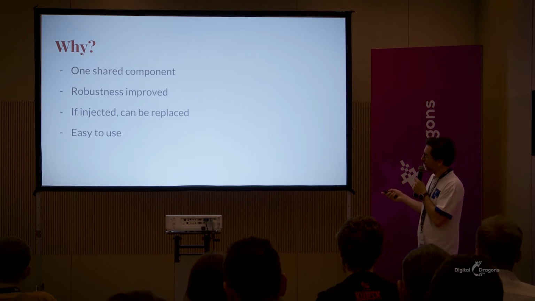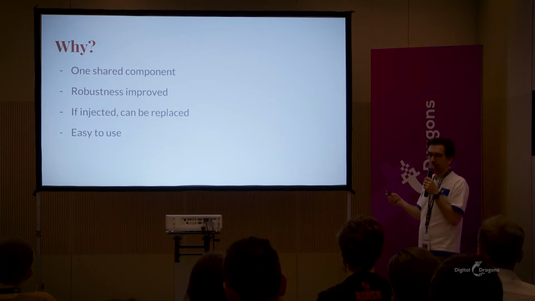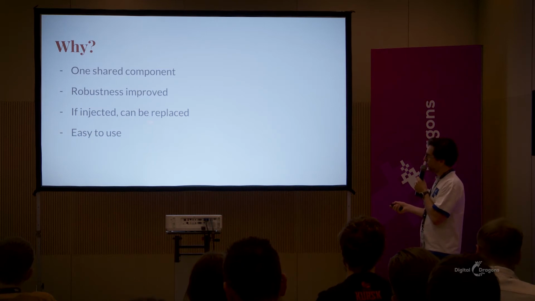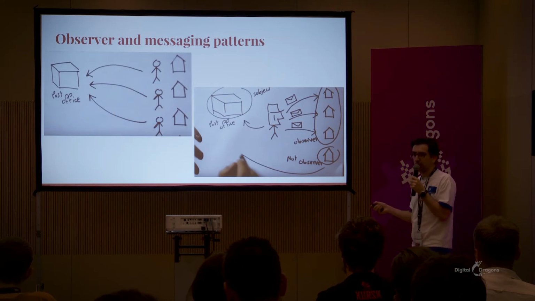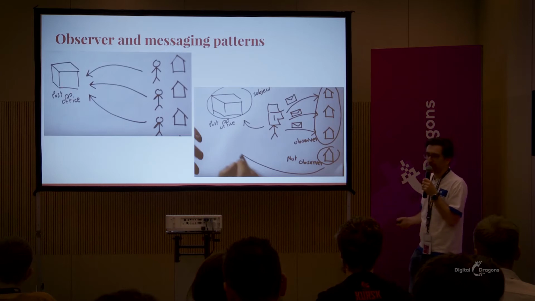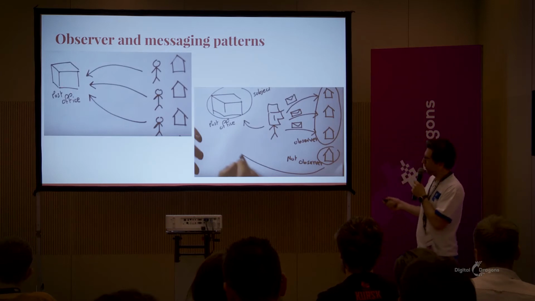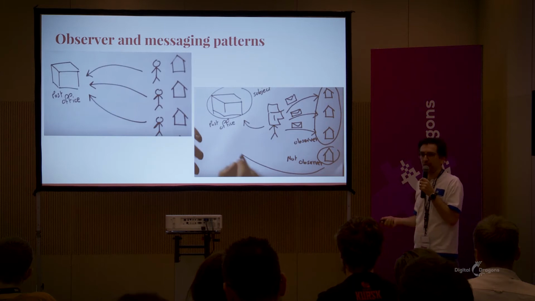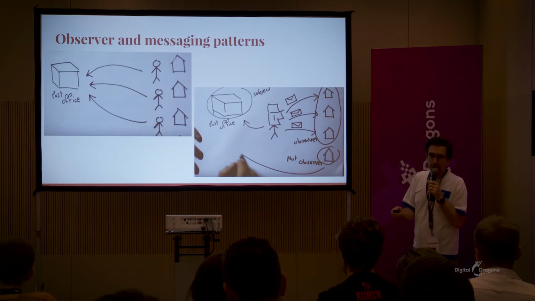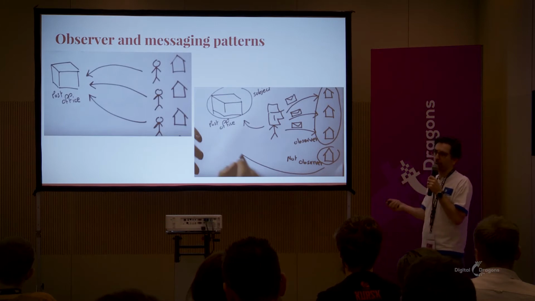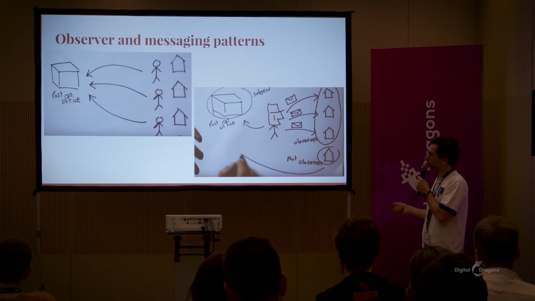So everyone can fix and improve the component, and if it's injected, it can be easily replaced and is easy to use. Another design pattern is the observer and messaging pattern. Imagine that in a town you have to go to the post office every day and ask, do you have some mail for me? Do you have some package for me? If you have to go to the post office every day, it will take a lot of time. We are going to waste a lot of time.